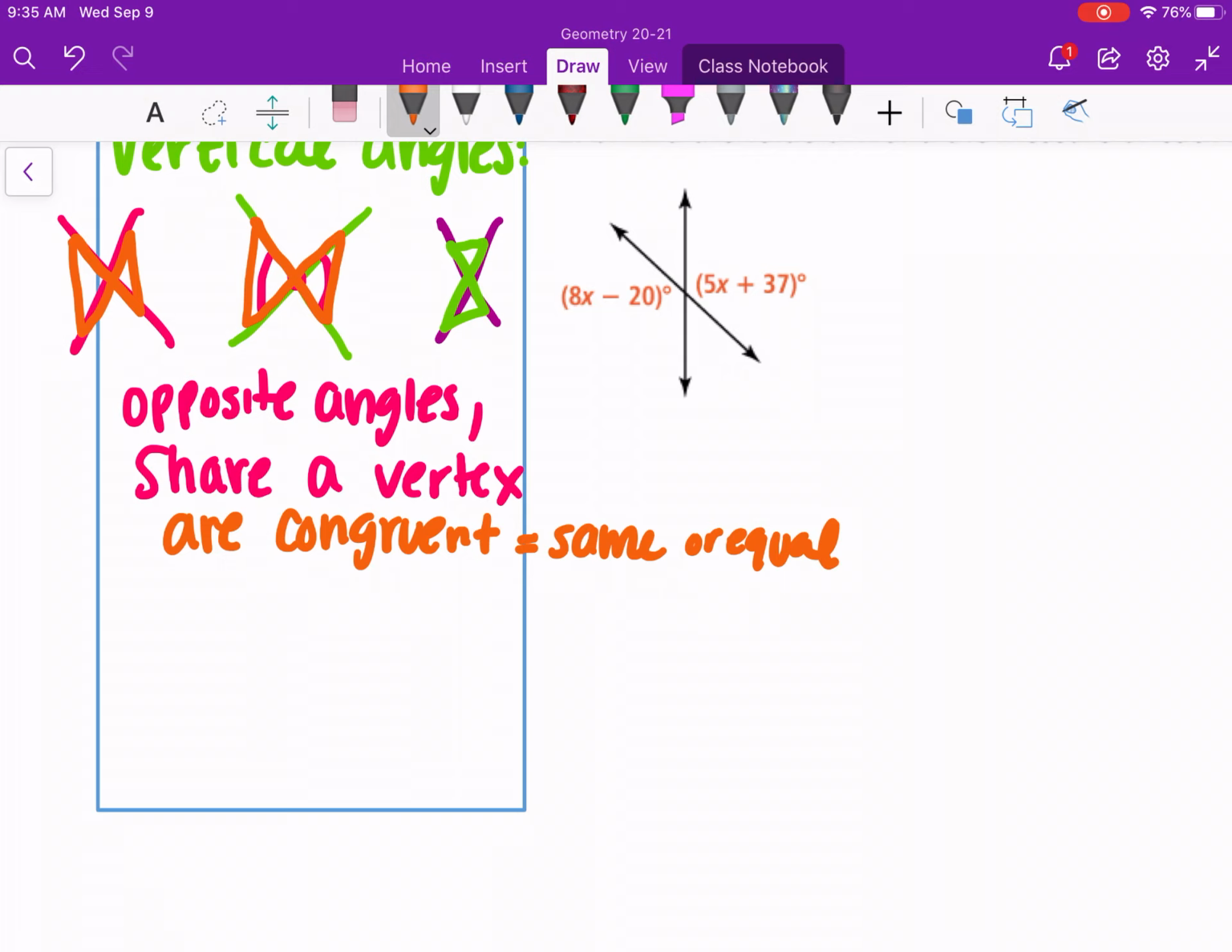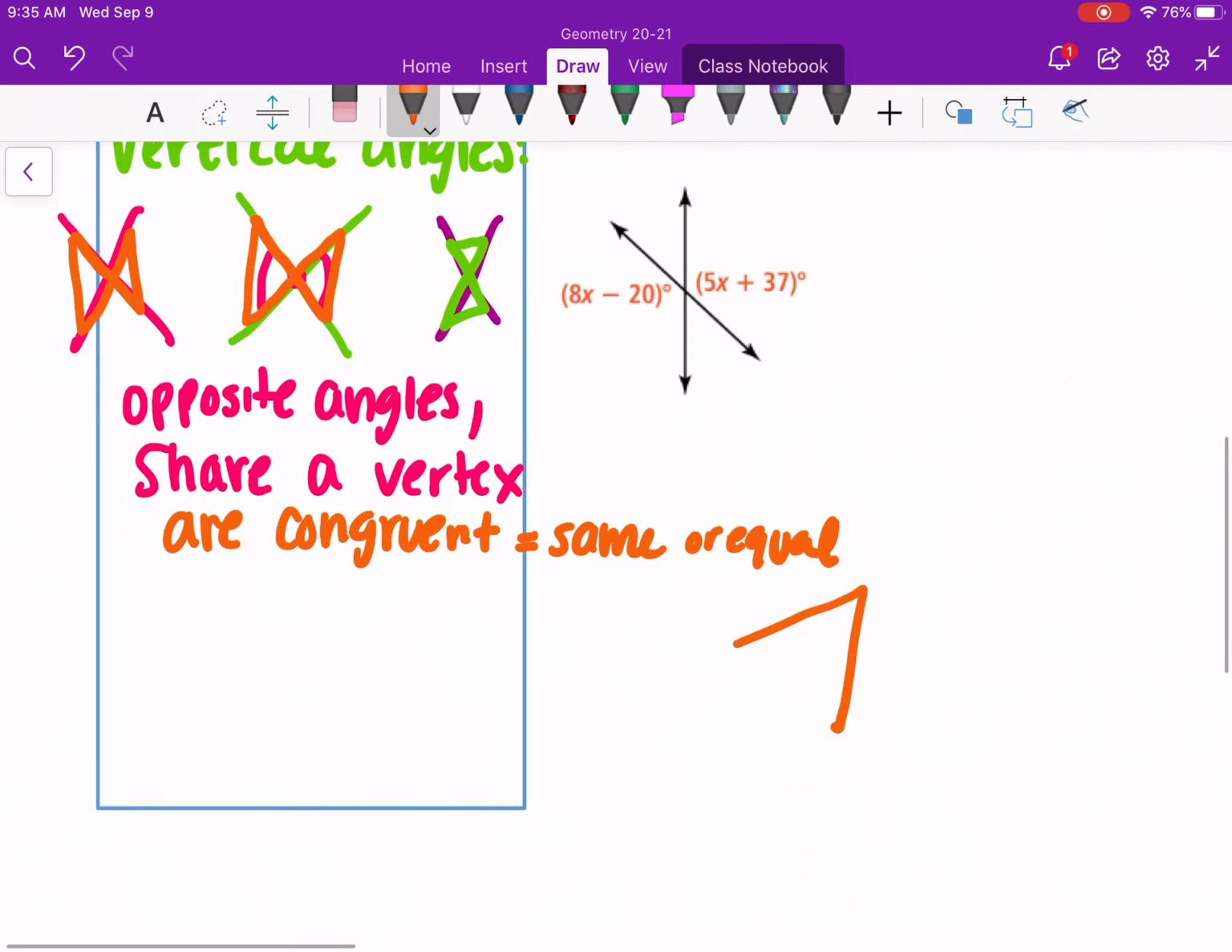The reason that remembering them as a bow tie helps me is because I think about if I was wearing a bow tie, would I want my bow tie to be way bigger on one side and smaller on the other? No, we straighten out our bow tie in the mirror. We would want it to be equal and congruent on both sides.